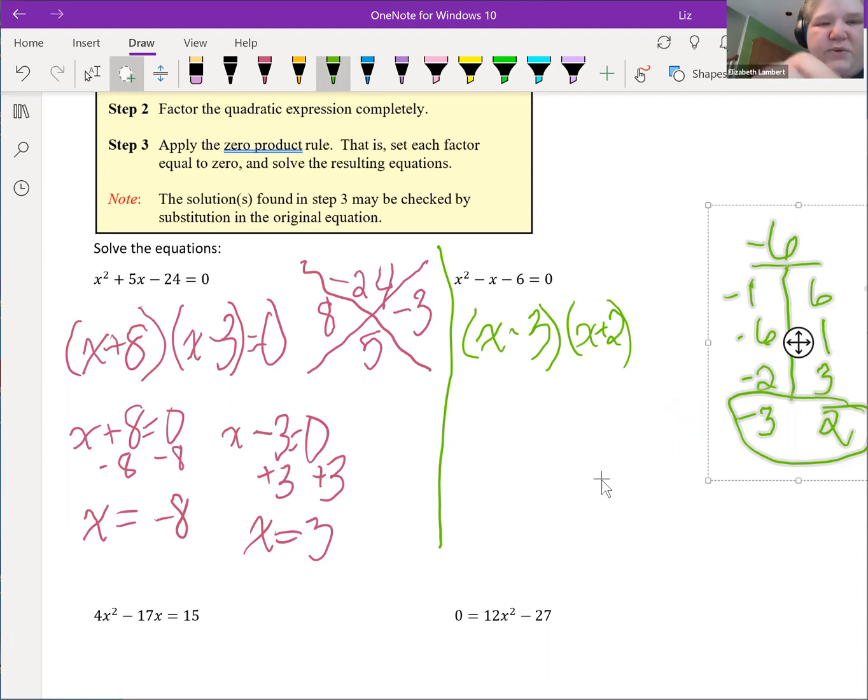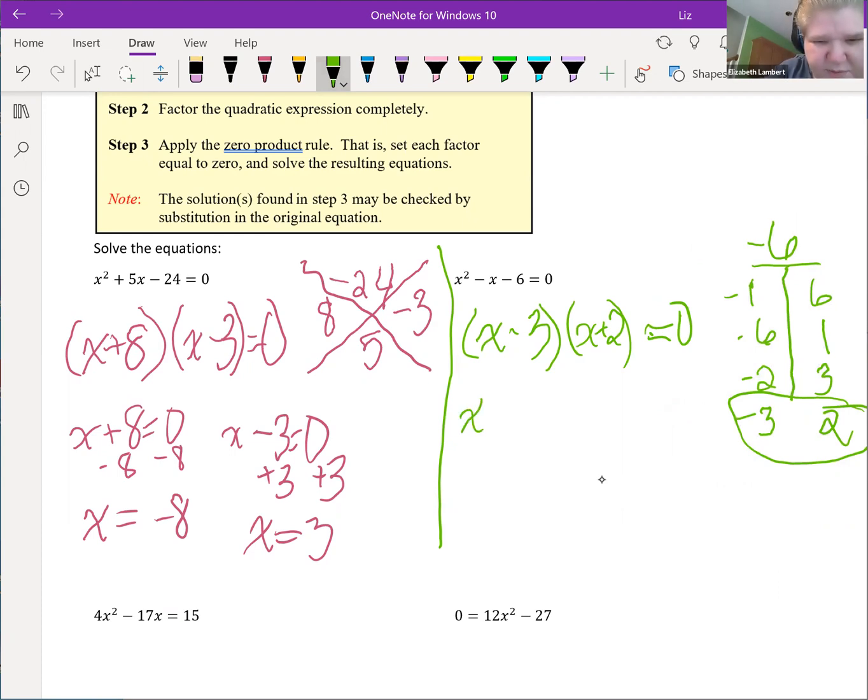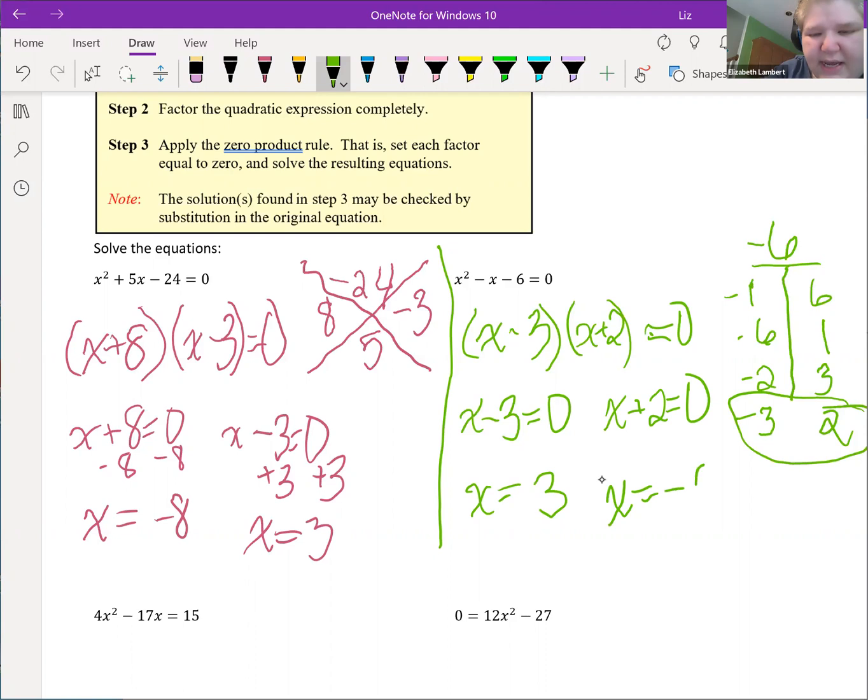And it was already equal to 0, so just have to remember to write it. And then we split it up. If that product is equal to 0, one of the two factors must be 0. So either it is x equals 3 or it is x equals negative 2.